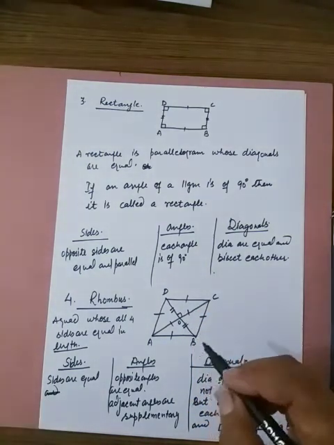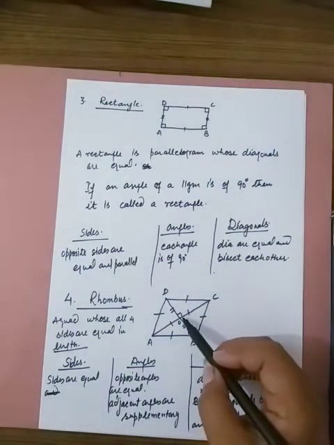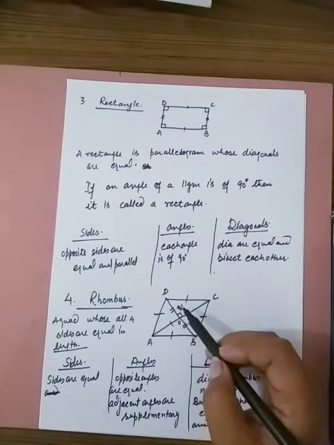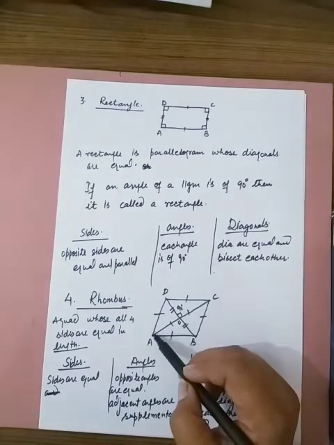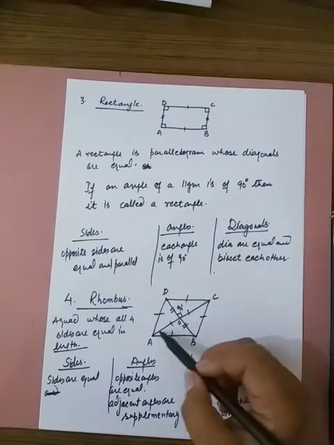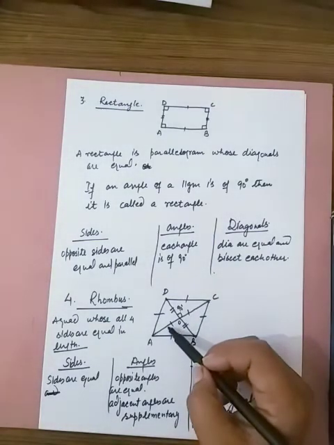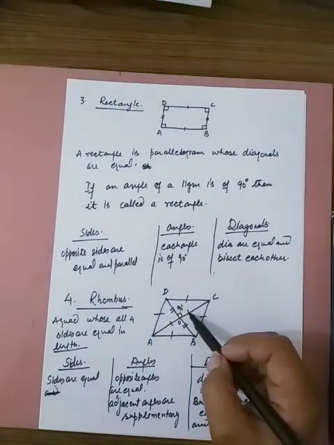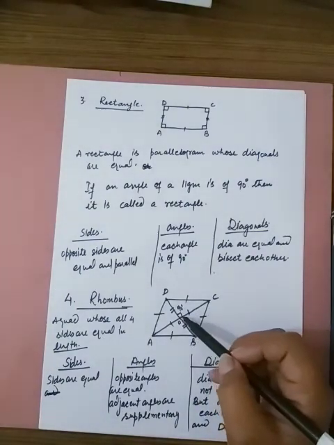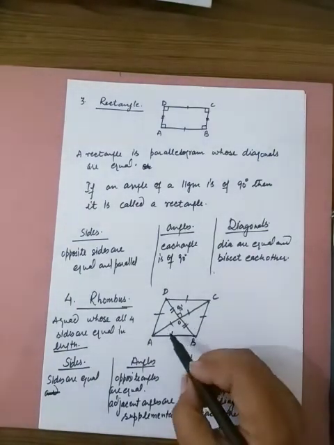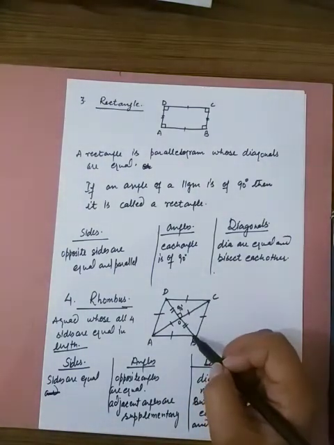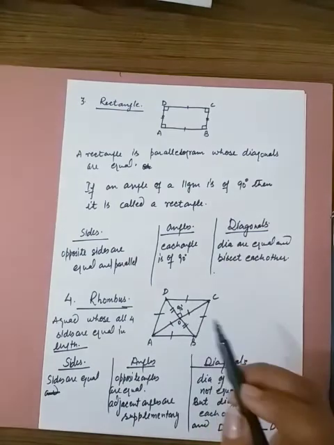Perpendicular means at the point of intersection the angle is of 90 degree, and bisect means AO is equal to OC, meaning when the diagonal BD cuts AC, it divides it into two equal parts. Similarly, diagonal AC divides the diagonal BD into two equal parts. So we can say OA is equal to OC and OB is equal to OD.